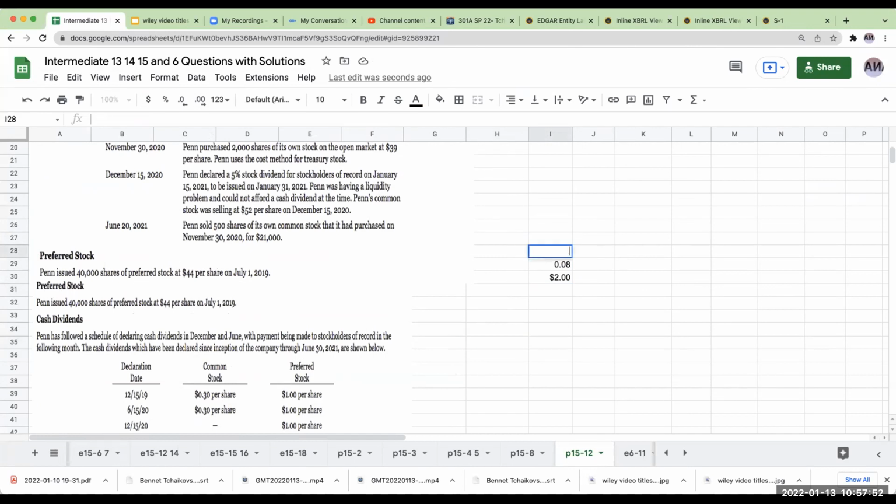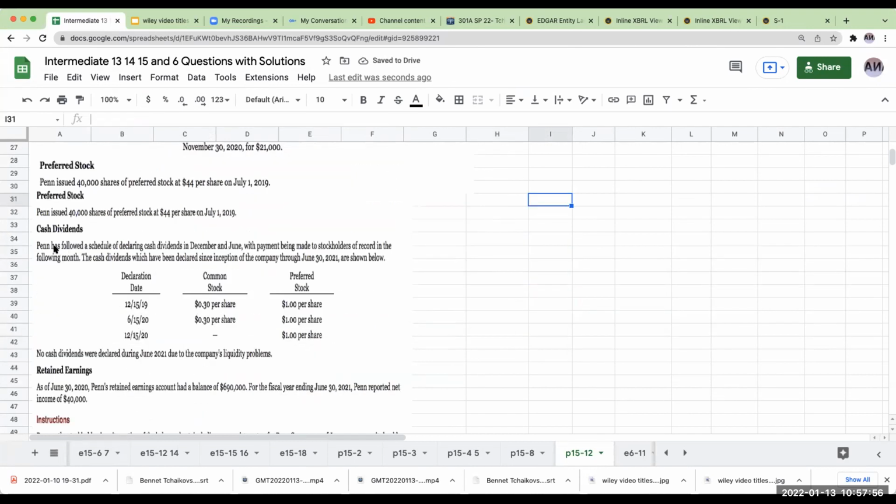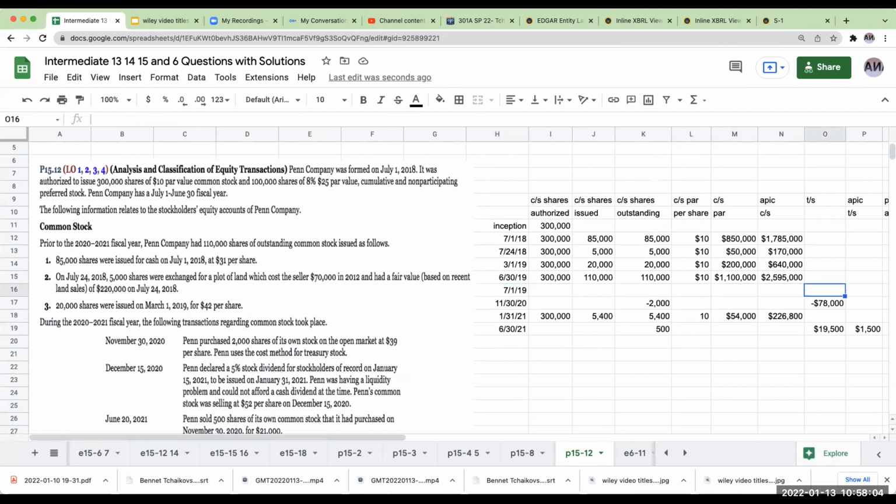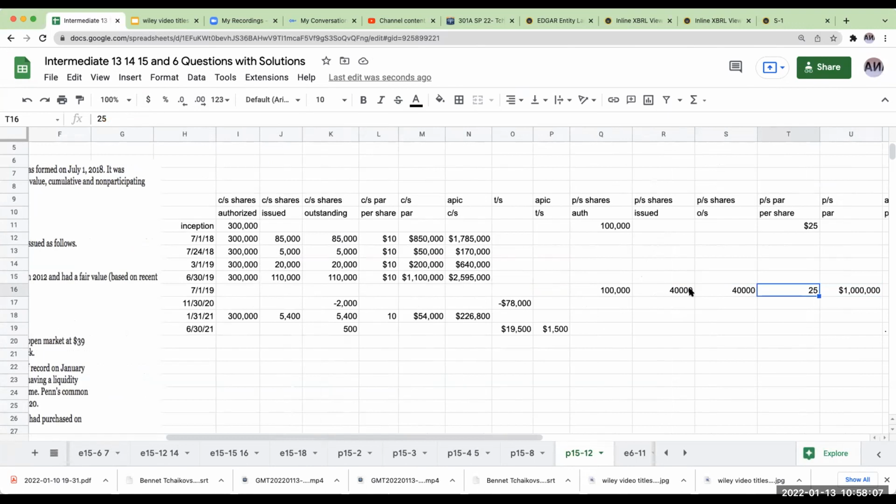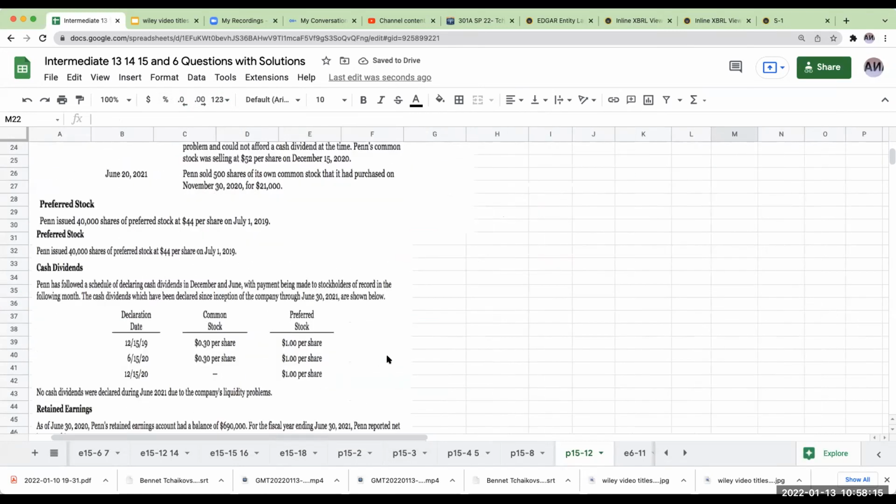So let's deal with the preferred stock first. Penn has the following schedule of declaring cash dividends in December and June. Do we have preferred shares out? And the answer is yes. We had 40,000 shares outstanding. So for the dividend I would be paying on 12/15/19, it's 40,000 preferred shares outstanding at $25 par value. This gives me an amount of $1 million. That's what the 8% is going to be subject to.